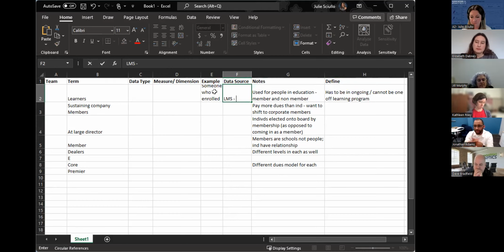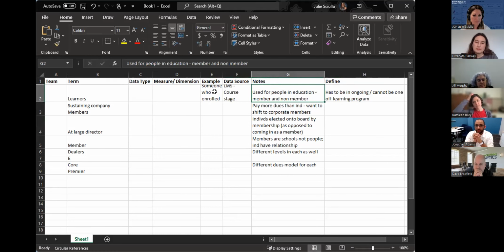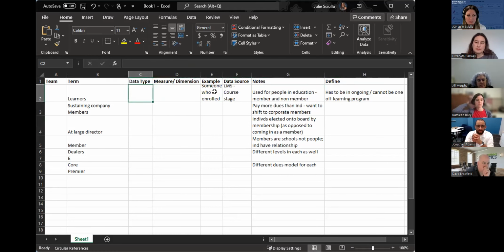We're moving to course stage. And these ones get a little bit more technical. I mean, data type, not necessarily, but the measured dimension. And then something else you could add in here, I want to make it as simple as possible, is the actual field names in the database.